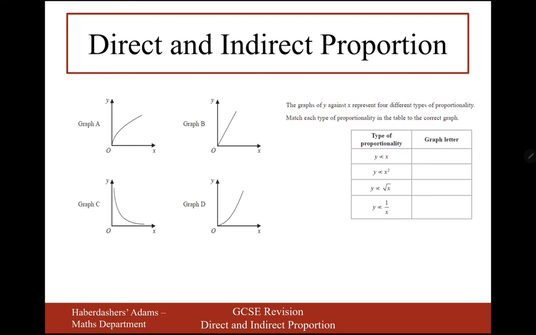Okay, we're matching up the graphs with the type of proportionality. So for the first one, y is proportional to x. That would be graph B. That's straightforward proportion. X squared, which graph looks like the x squared graph out of the three remaining? I think D. D looks like the x squared graph. The square root of x graph looks like A. And the 1 over x graph looks like C. So there we are. That's the answer there.